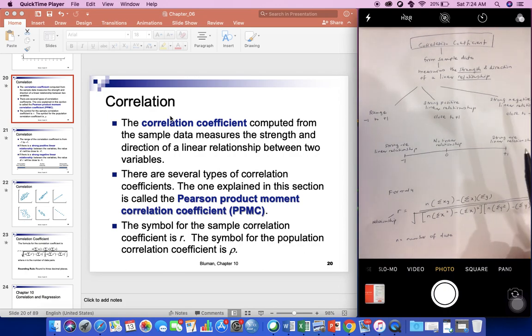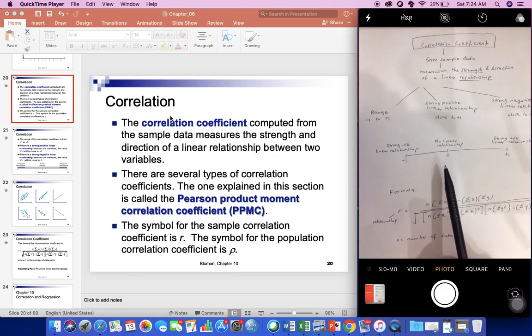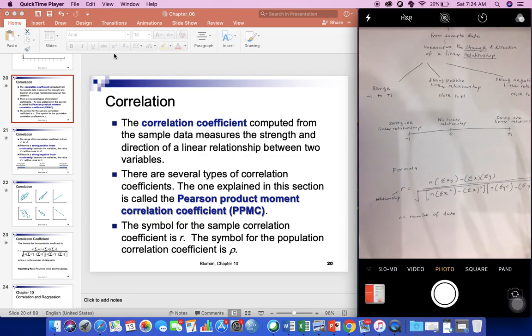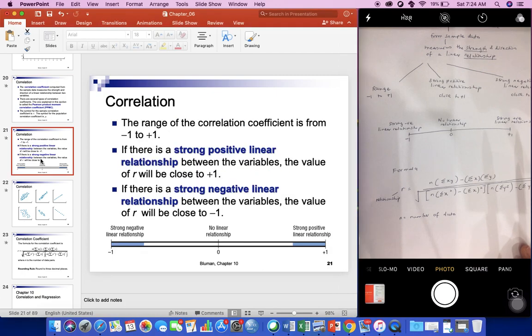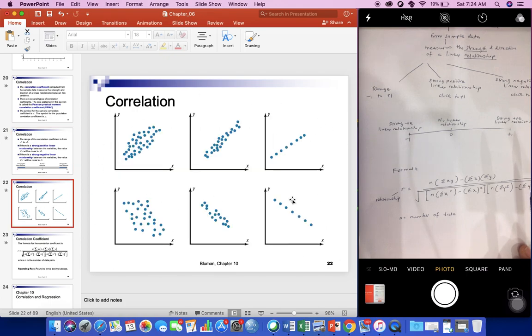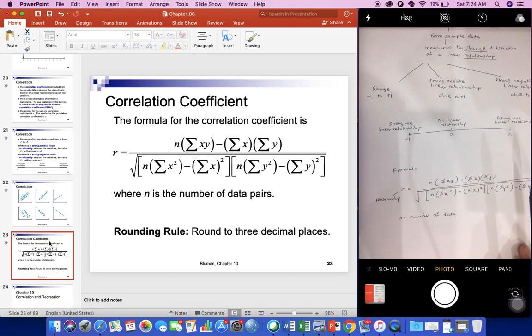But what if your relationship is 0? It means that you don't have any relationship. You can read from your slide. This is a scale showing negative relationship and positive relationship, and you can also see examples of the correlation.